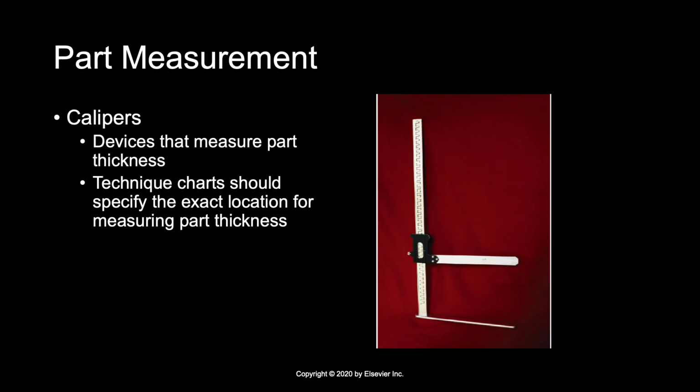So these are the calipers that I was talking about before. We use these to measure the part thickness. An accurate measurement of part thickness is a critical condition for the effective use of technique charts. The measured part thickness determines the selected KVP and mAs when we're using manual exposure techniques for the exam. If the part is measured inaccurately, then there could be incorrect exposure factors selected.